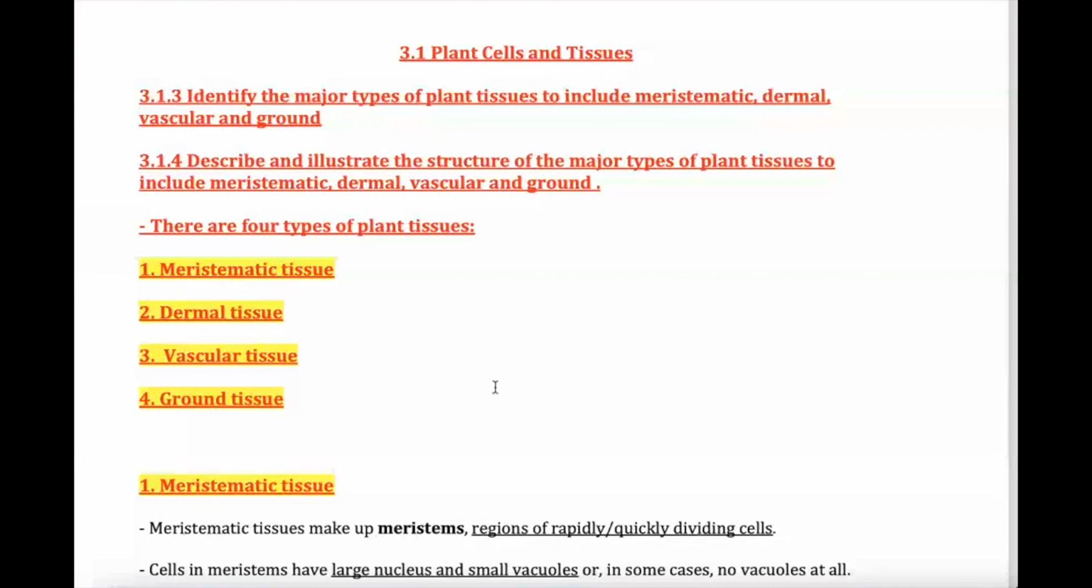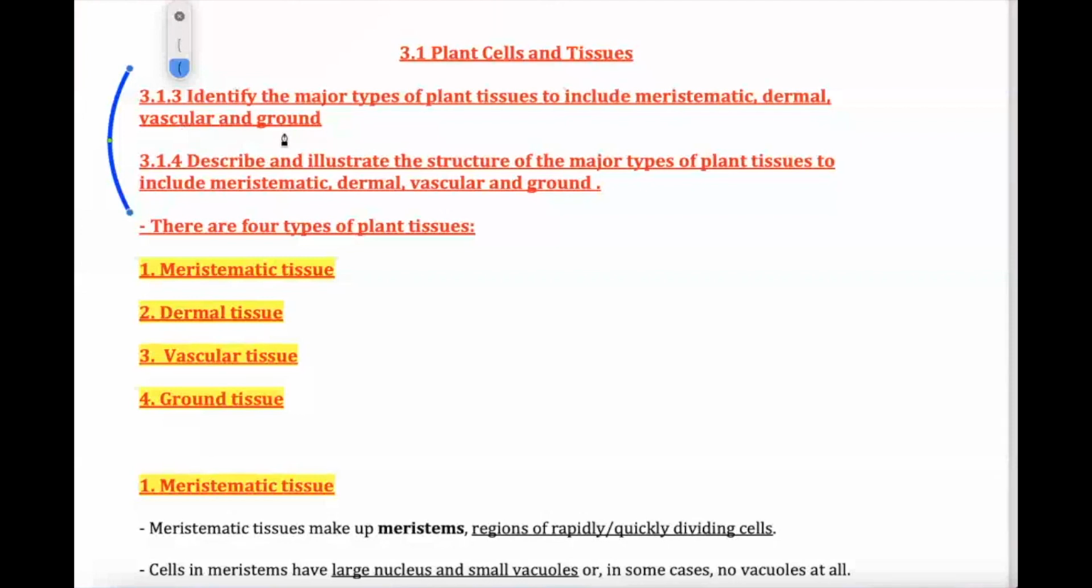We move to 3.1. We are very close to the end now, and inshallah it will be maybe 20-25 more minutes, and then we will be done. 3.1, plant cells and tissues. In this one, the first two KPIs are very close to each other, and they say to identify the major types of plant tissues, to include meristem, dermal, vascular, and ground tissues.